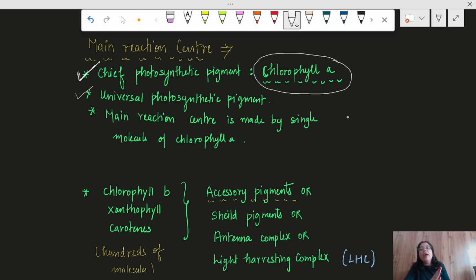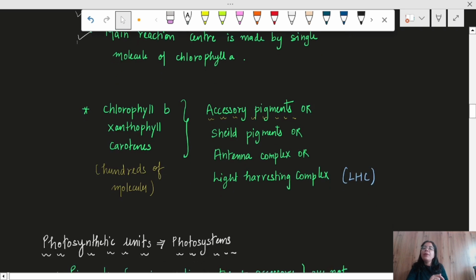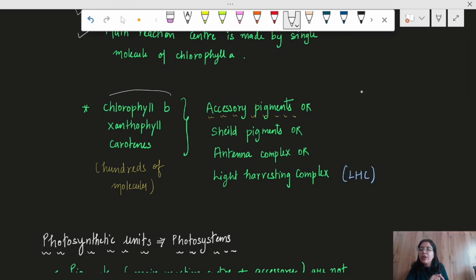Then this actually is present in the reaction center. Okay, I will tell you later what the meaning of reaction center is. In the reaction center, the main pigment which is present is one single molecule of chlorophyll A. Okay, one single molecule of chlorophyll A forms the reaction center. So this you have to remember. Okay, now what about the other pigments like chlorophyll B? We have learned xanthophyll and carotenes, these three.